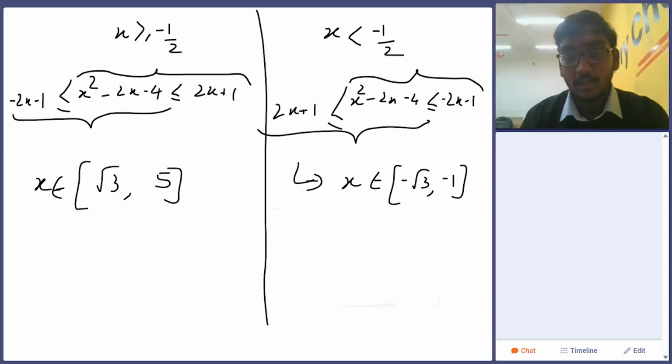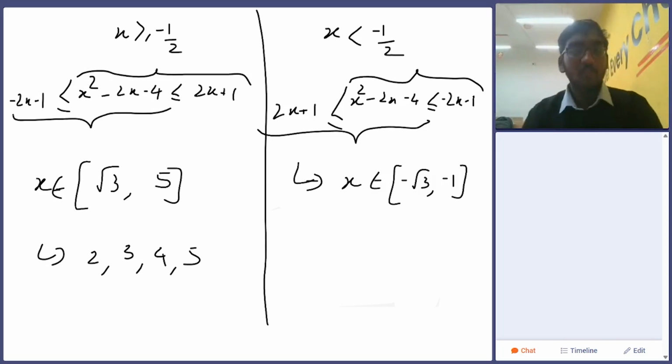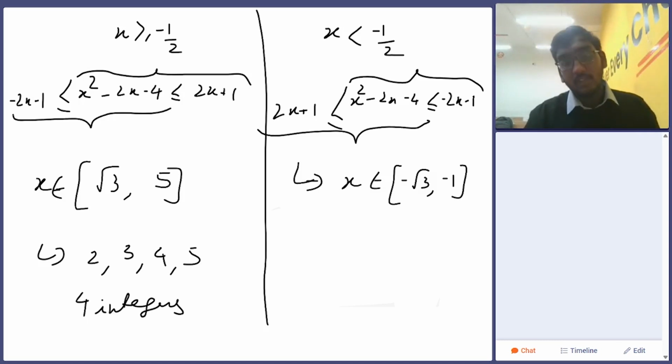Okay. So for this case, how many integer solutions are possible? 2, 3, 4 and 5. Because root 3 is greater than 1, 1 is not possible. All integers between root 3 and 5, including 5, it will be 4 integers. Okay. And for this particular case, only one integer is possible, that is negative 1. Okay.